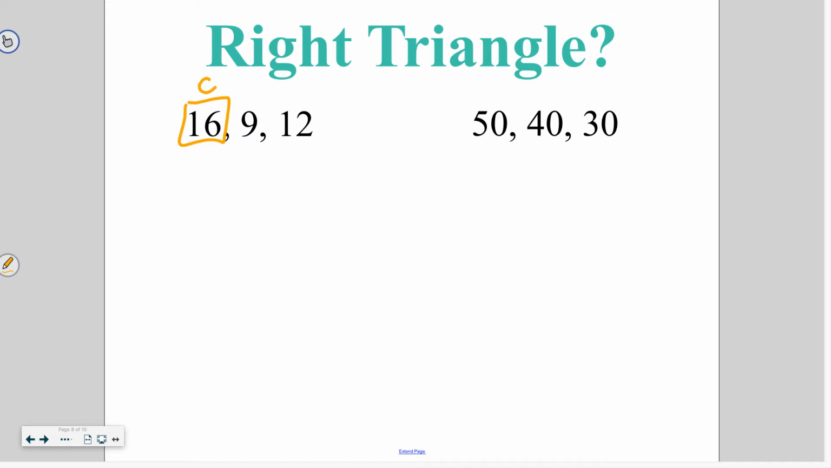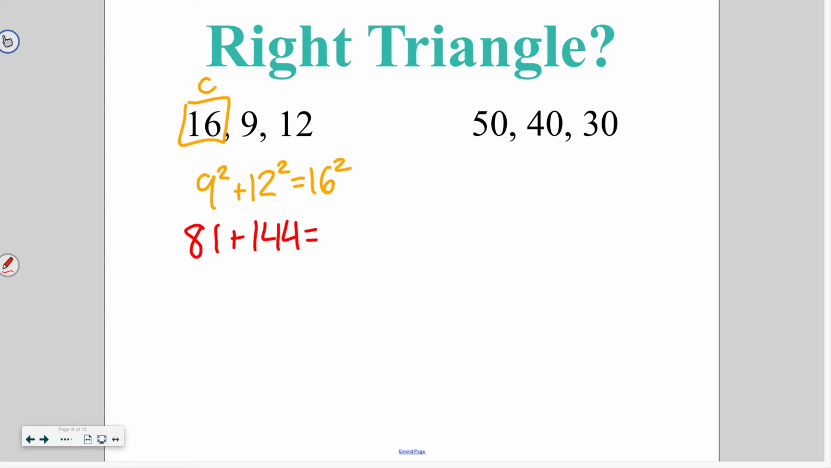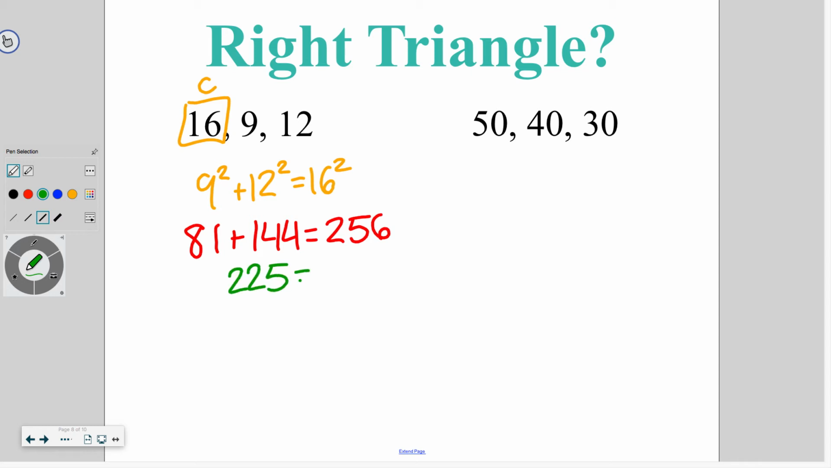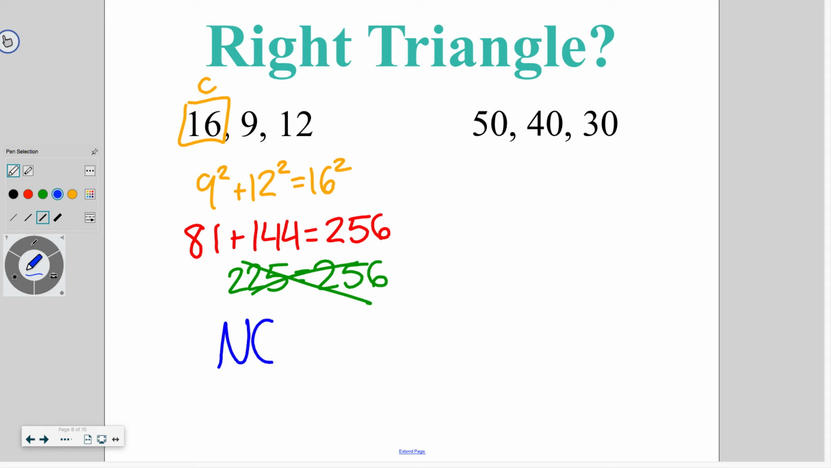Again, it doesn't matter which one is a and b. So I'm going to plug in and I'm going to say 9 squared plus 12 squared is equal to 16 squared. 9 squared gives me 81. 12 squared is 144. And 16 squared is 256. 81 plus 144 is going to give me 225. 225 is not equal to 256, so the answer to this would be no, because it is asking us if it is a right triangle.